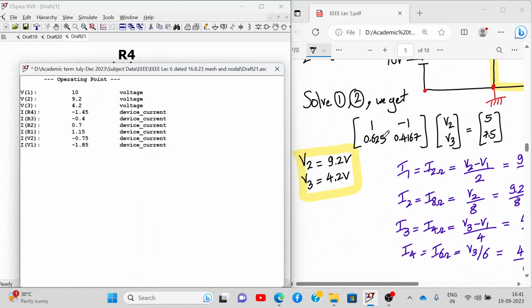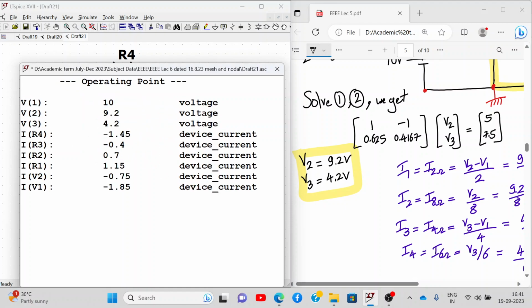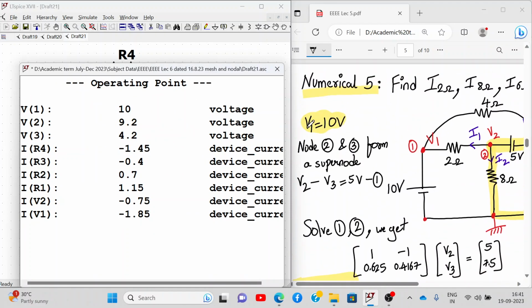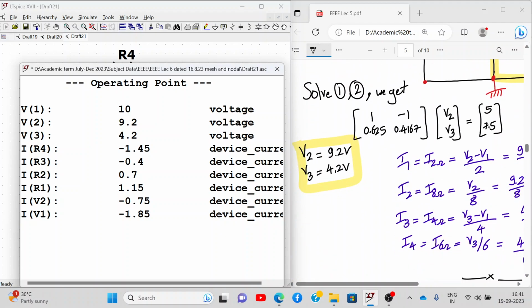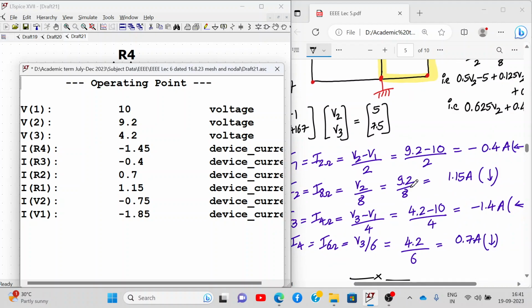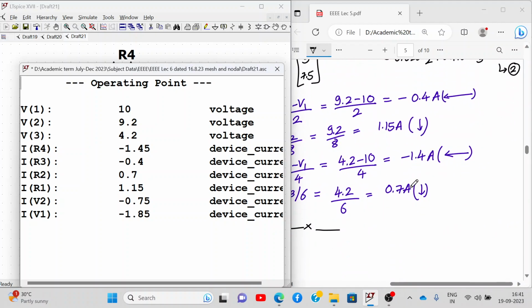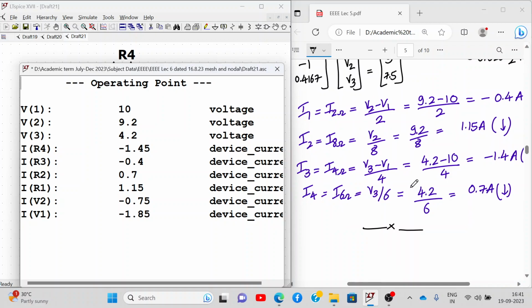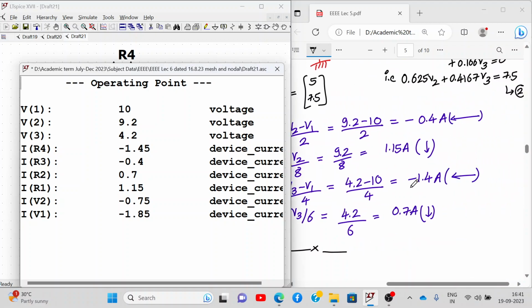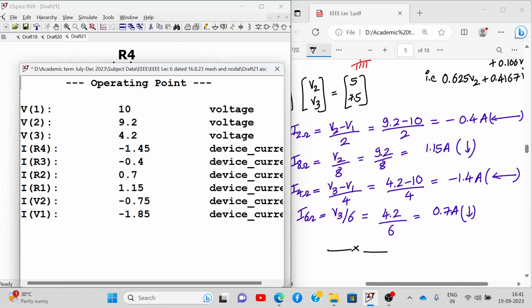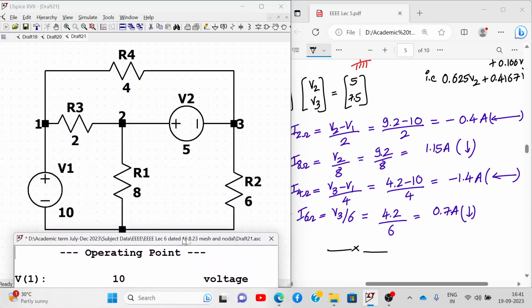Once we get the values of V1 and V2 correct, V1 came out to be 10, V2 came out to be 9.2, and V3 came out to be 4.2. So all the rest of the currents will be proper only. Don't worry about it. All the currents will be in the proper manner. Don't worry about the currents now.